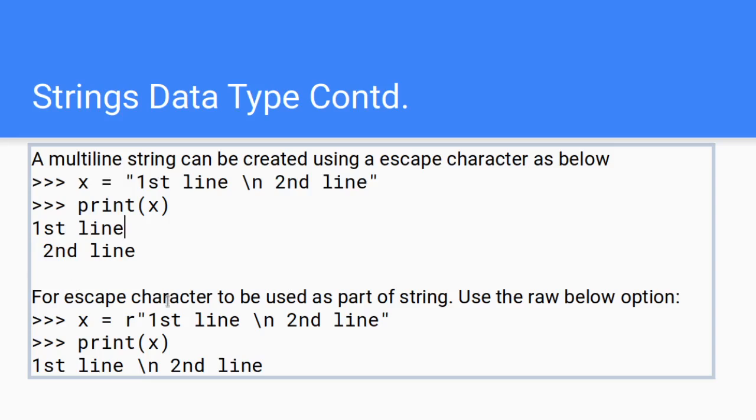Now if we want to actually print the backslash, we can either double the backslash, or we can make the string a raw string by using an r. It looks a little weird because the r is right at the beginning of the string, outside the quote. But then when we print it, it just prints the backslash as a normal backslash.